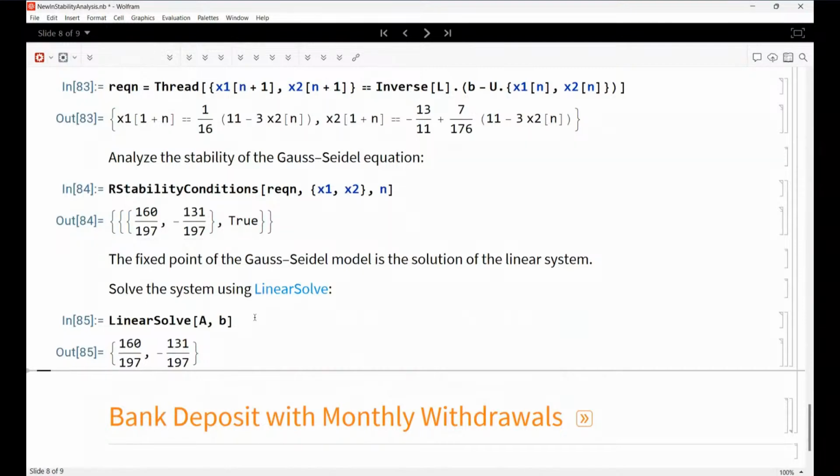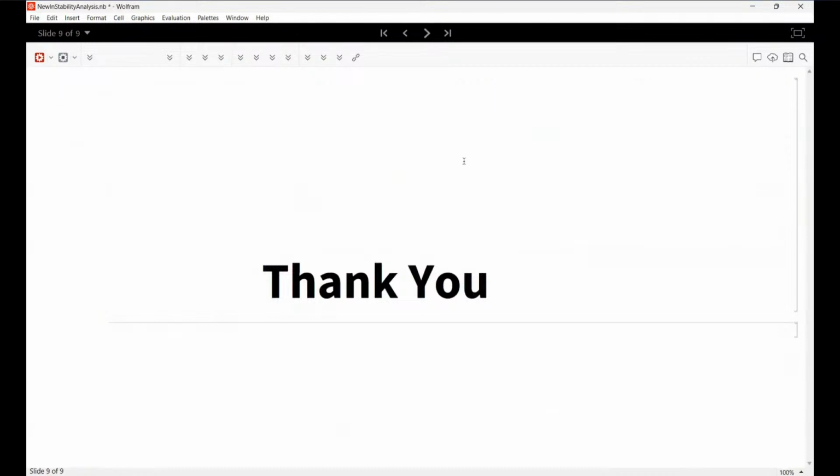Since I don't have more time, I will stop here, but you can find much more interesting application examples in the documentation pages of these stability conditions. Thank you for your attention.